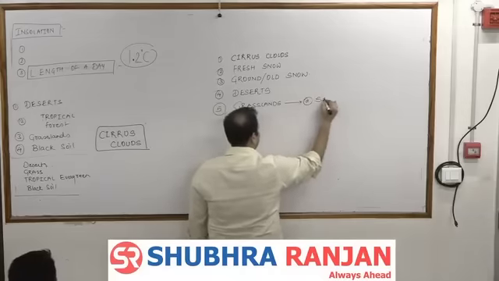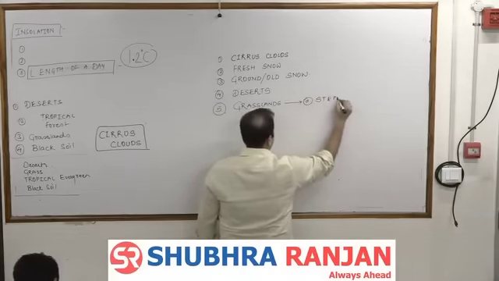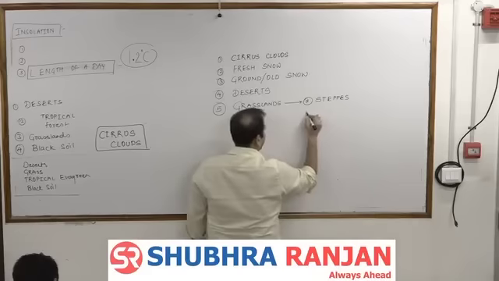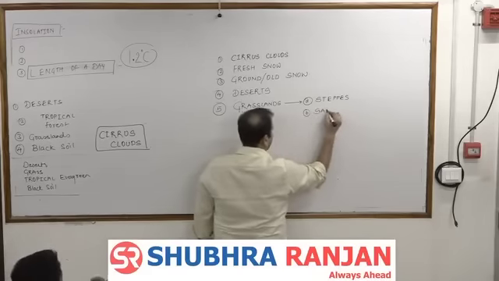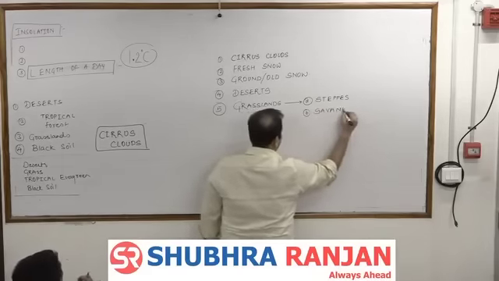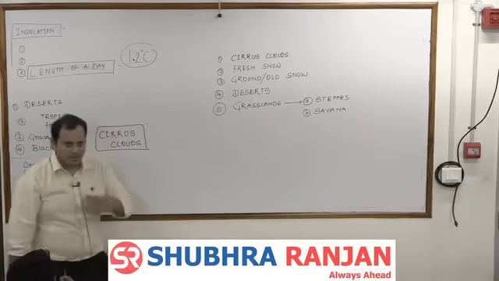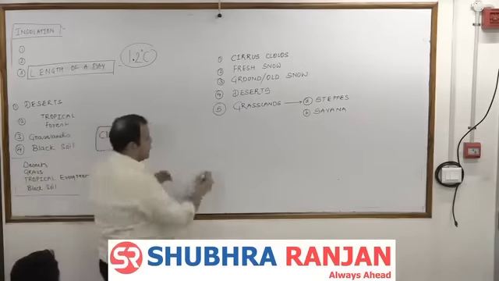ग्रासलैंड्स में भी अगर पूछा तो higher albedo is of steppes, comparatively lower albedo is of savanna. Savanna are the tropical grasslands, steppes are the temperate grasslands.